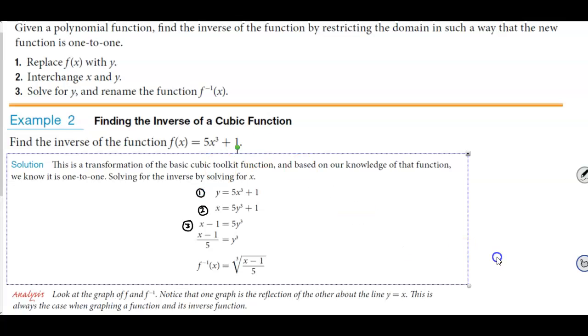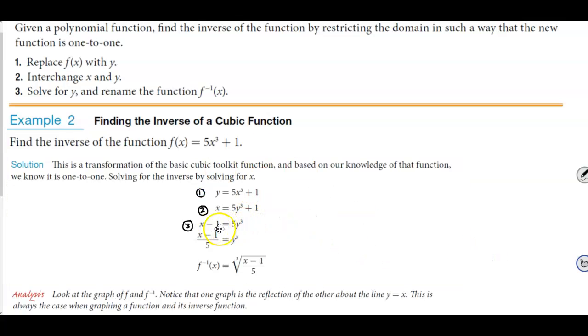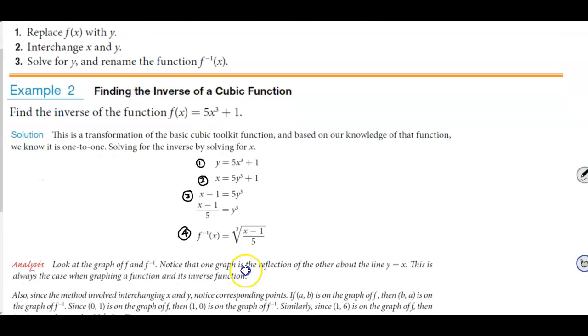So the first thing we want to do is subtract 1 from both sides, so we get 5y cubed, which is equal to x minus 1. And then divide by 5, so we have y cubed, which is equal to x minus 1 over 5. But then in order for us to solve for y, we would have to take the cube root of both sides. So we end up with our inverse, and our inverse, f inverse of x, is going to equal the cube root of x minus 1 over 5.